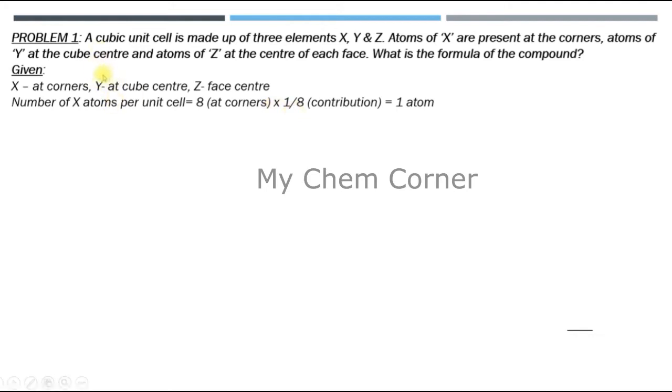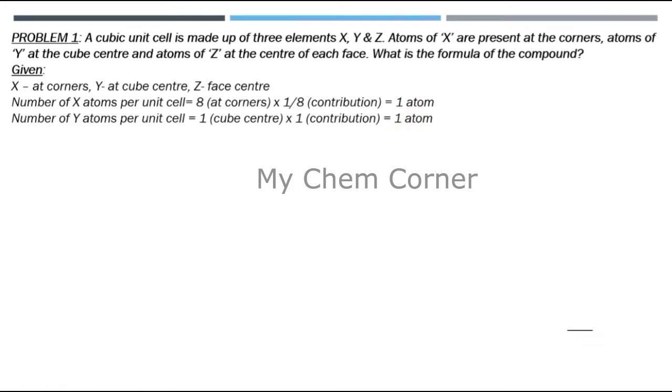Now let's look at Y. Y is present at the cube center. When we talk about cube center, we're talking about a BCC or body centered cube. So at the cube center only 1 atom is there, and its contribution is 1 because that particular atom belongs only to that particular cube. When we solve this, you get only 1 atom here.